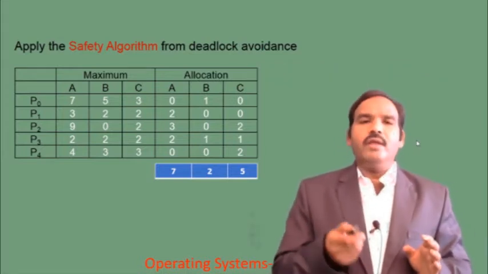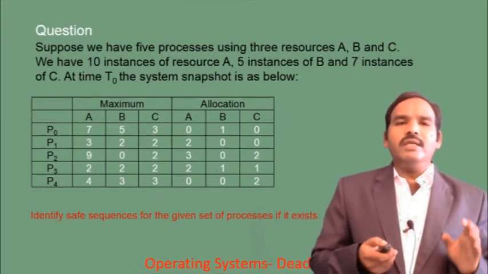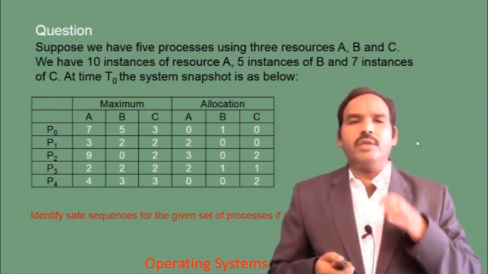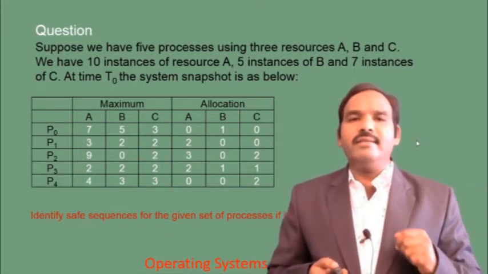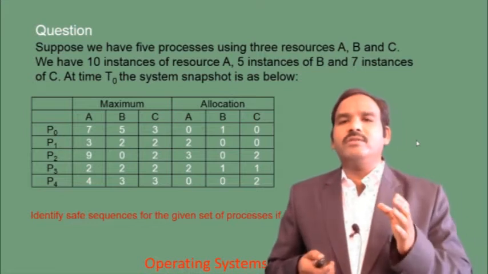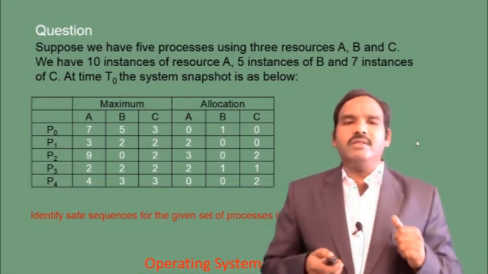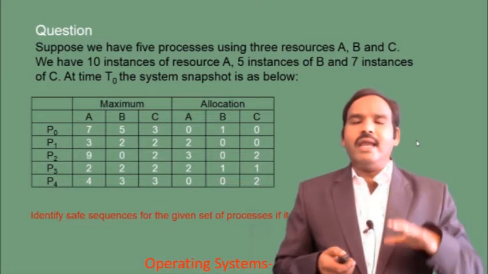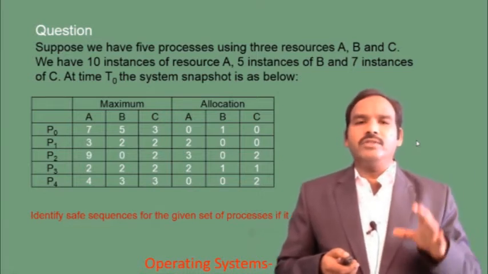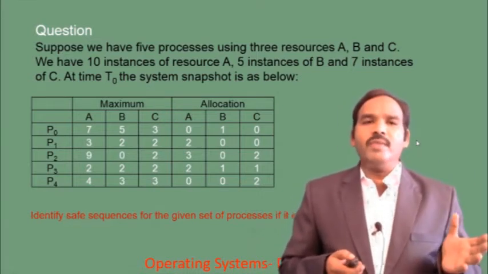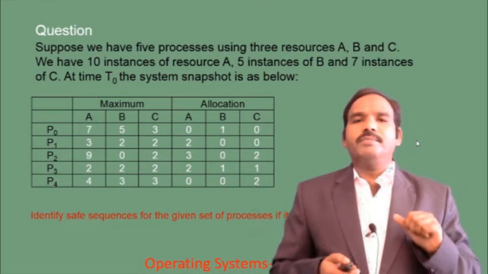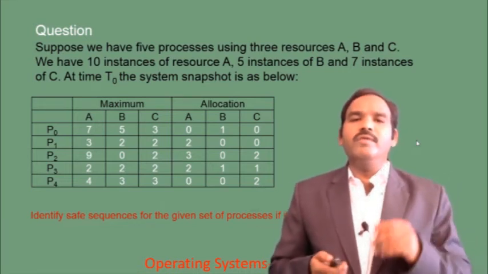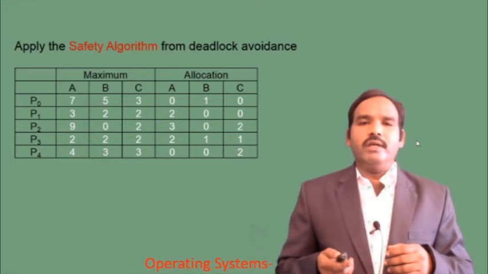What are the instances of resources? In the problem, they have given the instances of A. The instances of resource type A is 10, 5 instances of B, and 7 instances of C. So if you subtract the allocated instances of resources from the existing instances of resources, then we will get the current availability here.